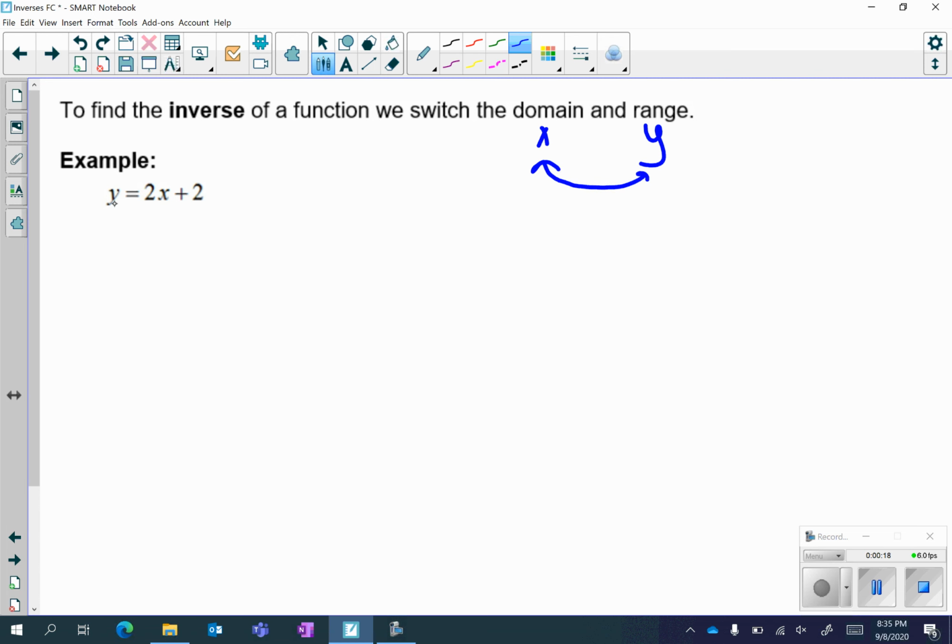That means in this equation, y equals 2x plus 2, I'm going to leave everything the same except for the x and y. I'm now going to write this as x equals 2y plus 2. From there, we usually have equations as y equals. Right now we have an x equals. So you're going to solve for y and get an equation as y equals.